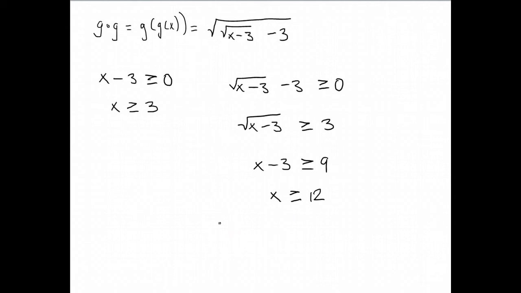So now we have to interpret these two solutions that we just found. So the first one tells us that x has to be greater than or equal to 3, and the second one says x is greater than or equal to 12. We have to go with the most restrictive one.